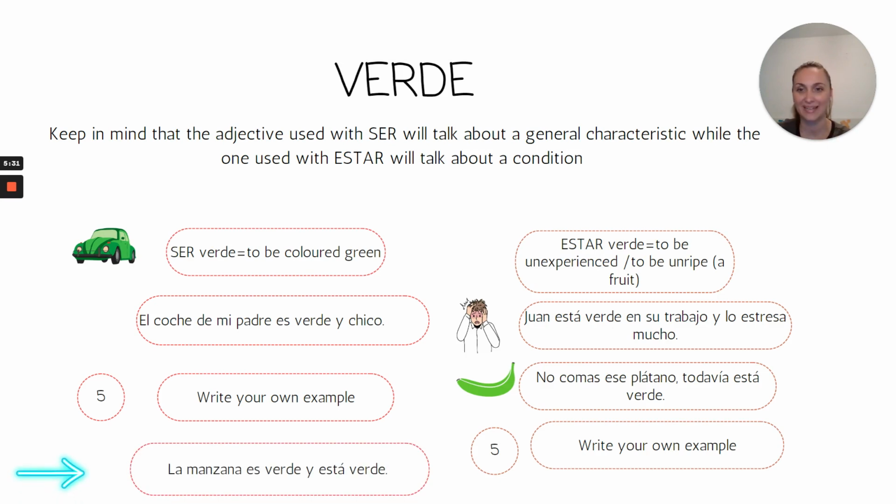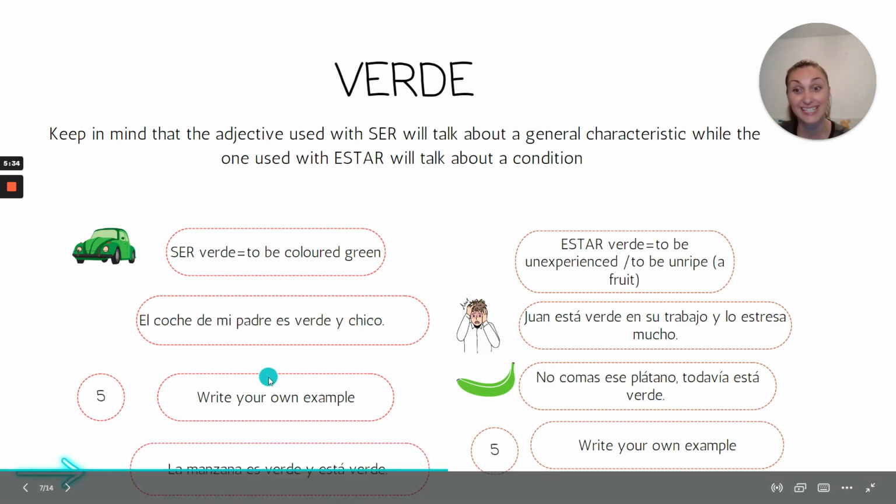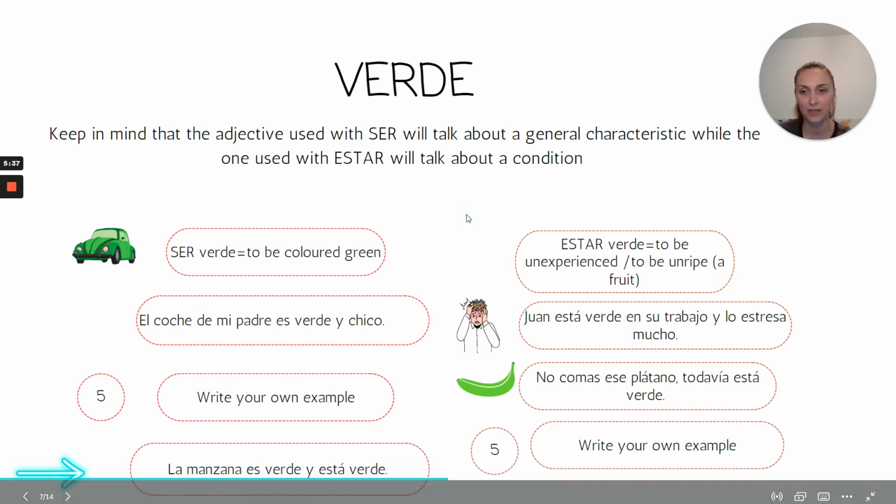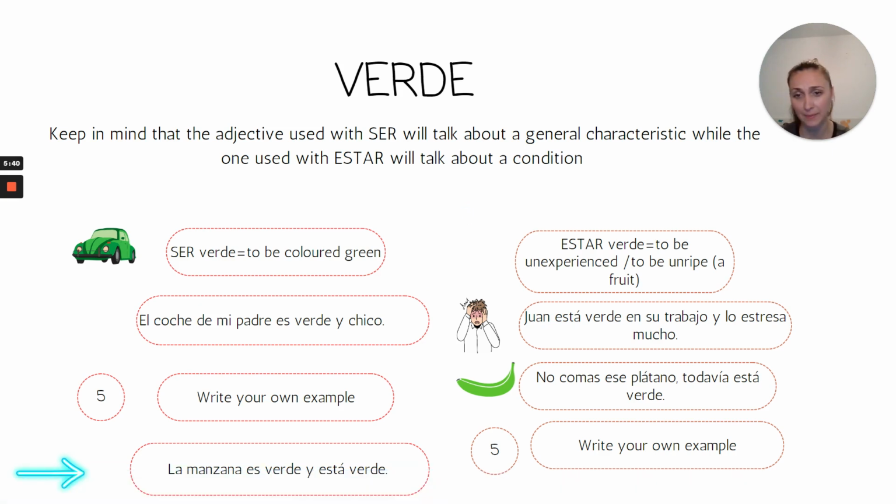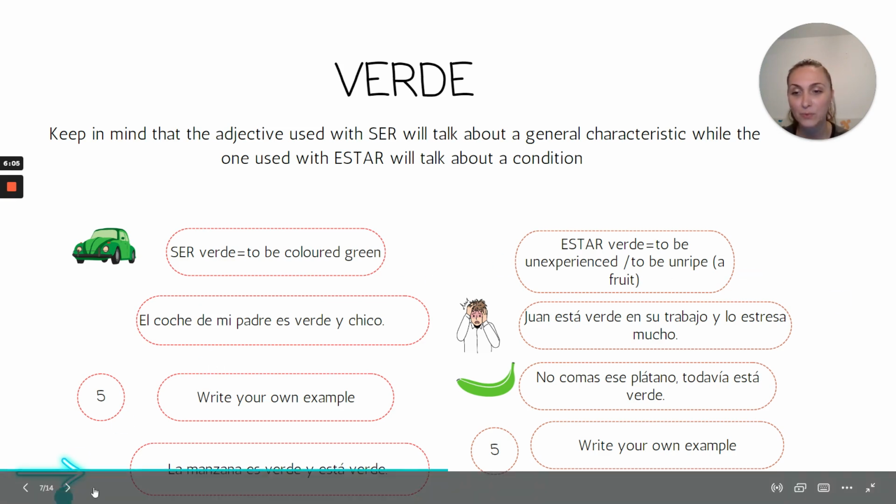Siguiente, verde. Ok, en este caso tenemos ser verde, to be the color green. Ok, el coche de mi padre es verde. Estar verde, it means to be inexperienced or to be unripe if I talk about a fruit. Okay, we have two examples in that sense. Juan está verde en su trabajo y lo estresa mucho. No comas ese plátano, todavía está verde, ¿ok? But there's an example where I can use ser and estar in the same context. Sorry for that.